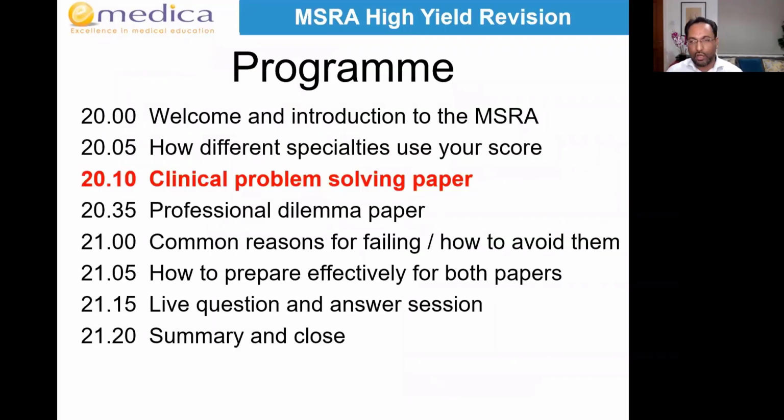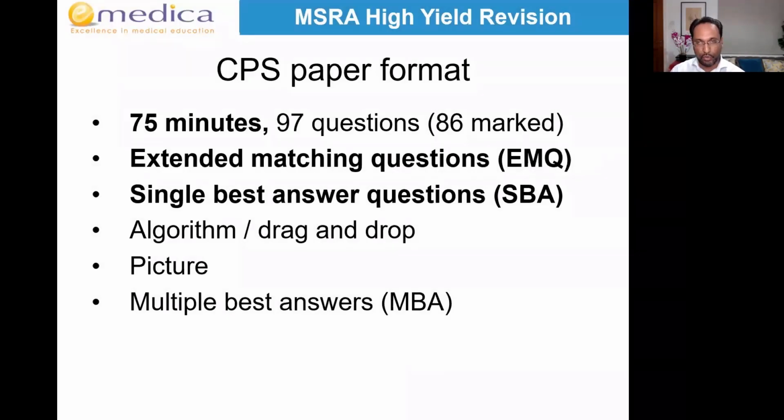Okay, so let's make a start and look at some questions for the clinical problem-solving paper. This is a 75-minute paper, within which there are 97 questions, but only 86 carry marks. That's because in every paper, there are 11 pilot questions. They're for research purposes. They aren't identified in any way. They won't look any different. They won't have a little asterisk. You have to take all 97 seriously, but 11 of the questions carry 0 marks.